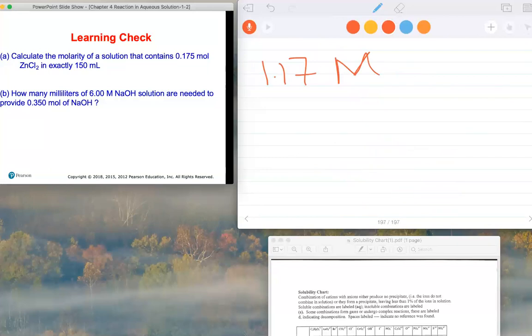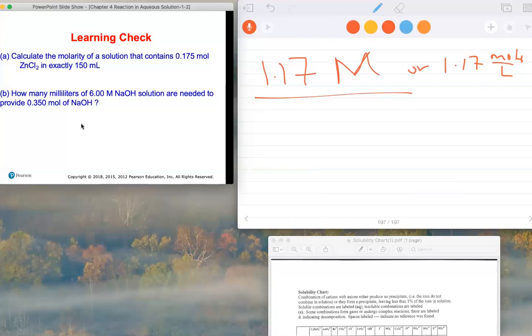Molarity, or 1.17 moles per liter. Moles per liter. It's the same thing. We use that. That's how you determine the molarity given the number of moles.